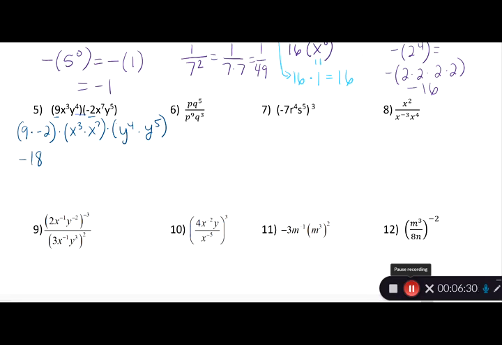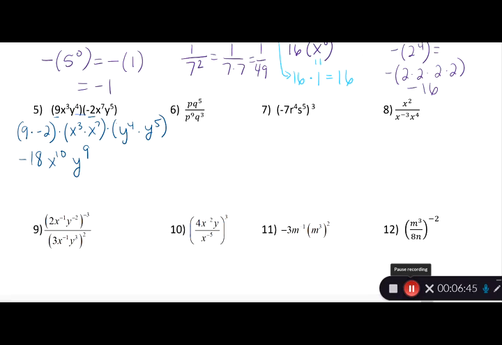X cubed times x to the 7th, same base, so the powers get added because we're multiplying in between, so we add: x to the 10th. Y to the 4th times y to the 5th, same base again, so we add those powers. And that's about knowing those rules.